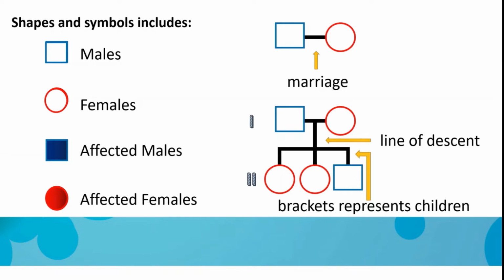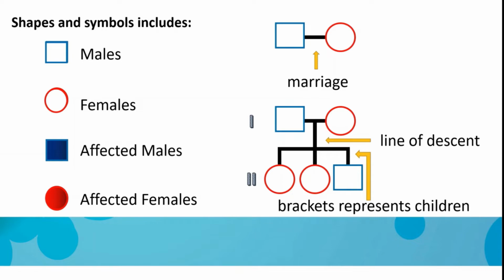Relationships in families are indicated by lines. A horizontal line between a male and a female indicates marriage. A vertical line indicates a line of descent. If you look at the right, we can see two people who are married. Then, we have a bracket beneath that represents their children. They had 3 children, 2 girls and 1 boy.